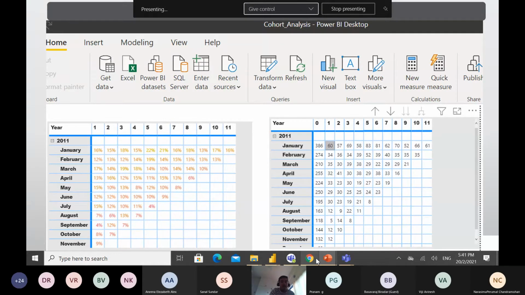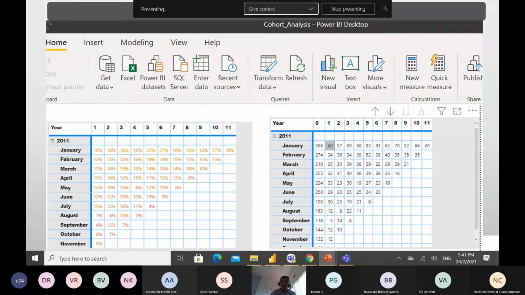So if you see, there is an increase and decrease. For example, 60 people came back in the first month, but after which it got reduced, then again it increased in the third month, again it decreased, again it increased, again it started decreasing, and again started increasing. So these are the things that tell you exactly how it's happening.